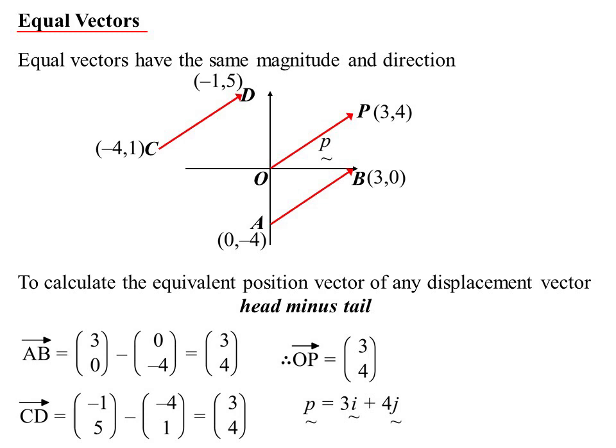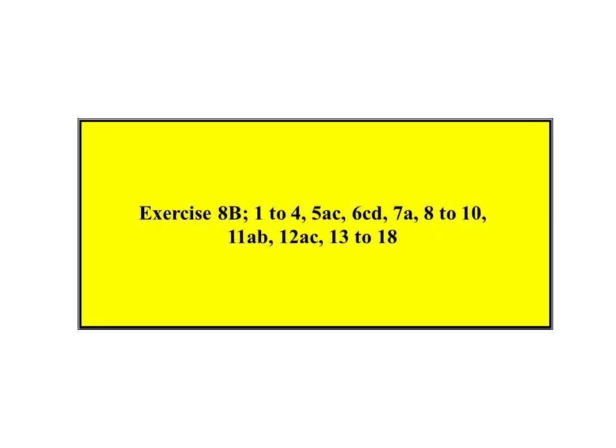In component form, P would be 3i plus 4j. The unit vector in that direction, I would divide it by its magnitude. The magnitude of that one is 5, so it would be 3/5 i plus 4/5 j. There's our second bit.